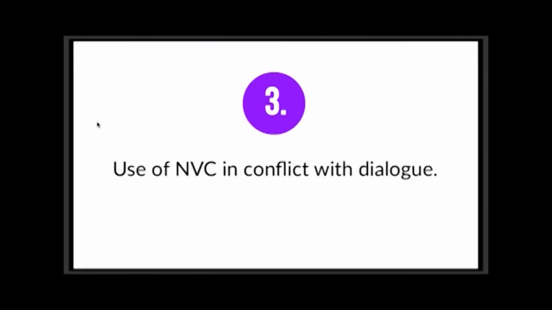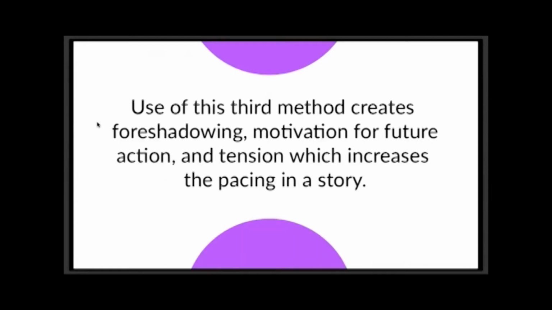The third way that we can use body language or nonverbal communication on the page is in conflict with dialogue. Use of this third method is what can create foreshadowing, motivation for future action, tension, which increases the pacing of a story. This is where, if you are in first-person point of view, the character is feeling one thing, and we know that because we're in their skin, but they're saying something else.